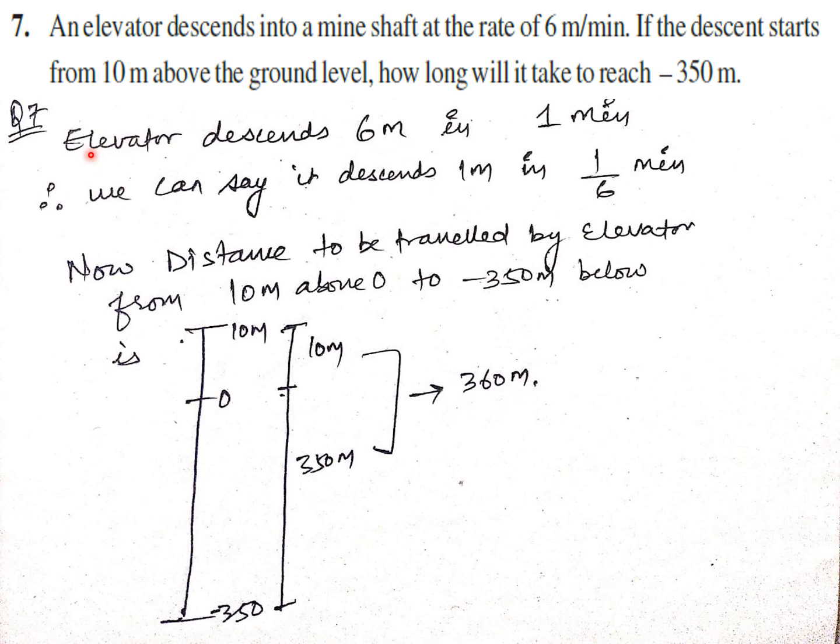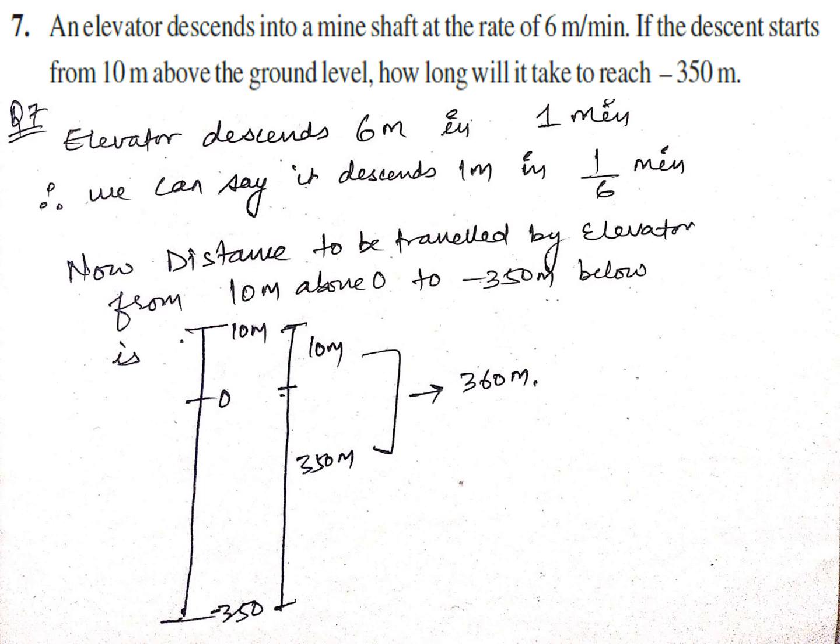Now the elevator descends 6 meters in 1 minute. So we can say it descends 1 meter in 1 by 6 minutes. Now how did I get this? By unitary method. What is unitary method? If 6 meters in 1 minute, then I will make it 1. This 6 will go in the denominator. It becomes 1 meter in 1 by 6 minutes. It is the same concept that we did in childhood, that 10 chocolates cost this much rupees, then 20 cost how much. That is the concept of unitary method.